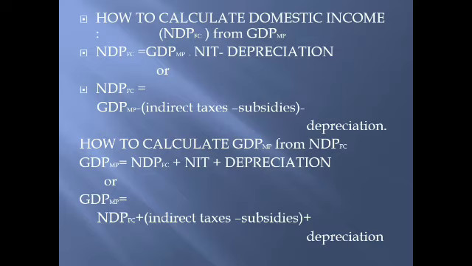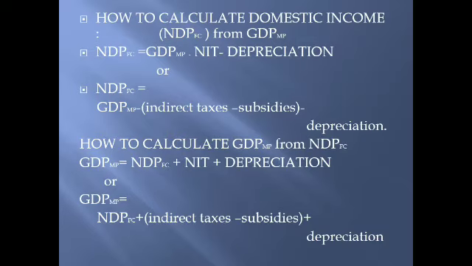So GDP-MP minus NIT minus depreciation. When you are subtracting NIT from GDP-MP, you are getting FC. MP is converted into FC. After that, when you are subtracting depreciation from GDP, that G will be converted into N, that is gross is converted into net. So we are calculating NDPFC is equal to GDP-MP minus NIT minus depreciation.